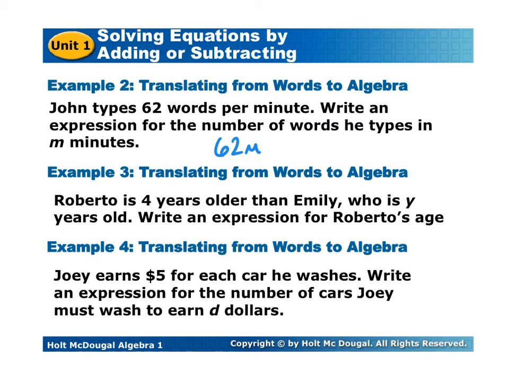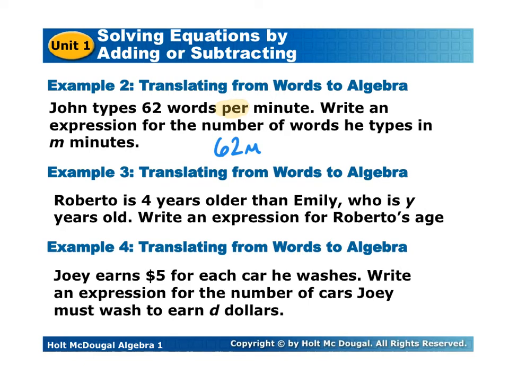Now, the key word: per. Generally, whenever you see something per minute, per second, per hour, per day, it's going to end up with some kind of multiplication. Okay? That's a key word when you're looking at word problems in algebra. All right? Let's take a look at example 3.